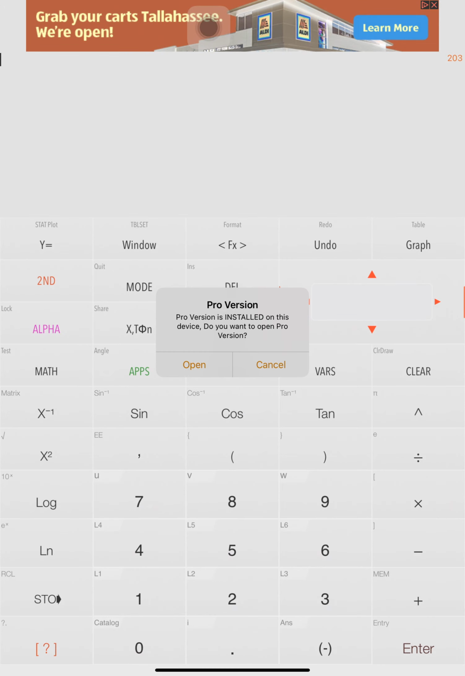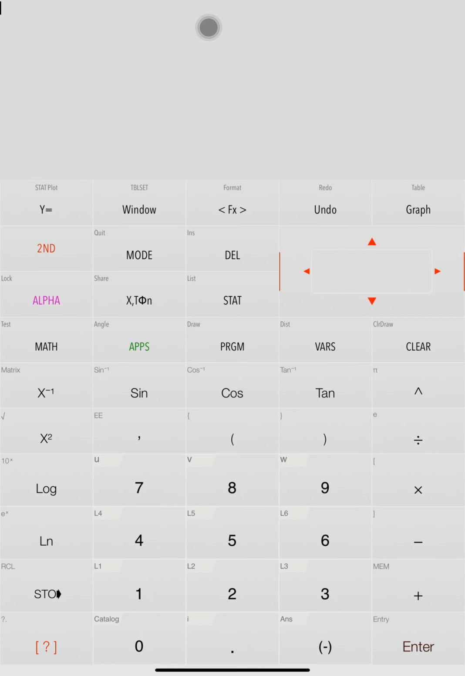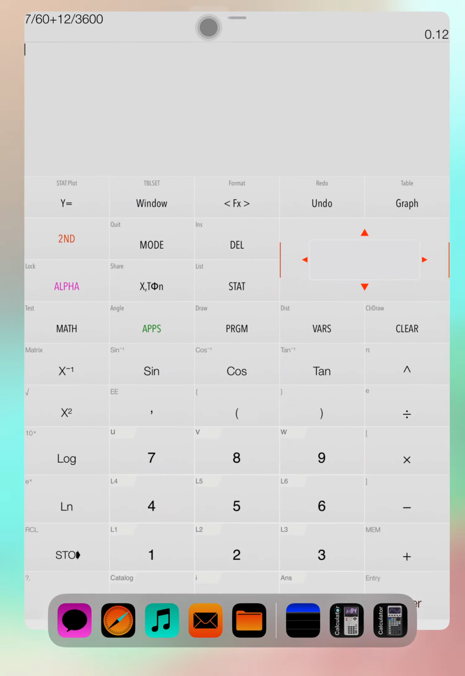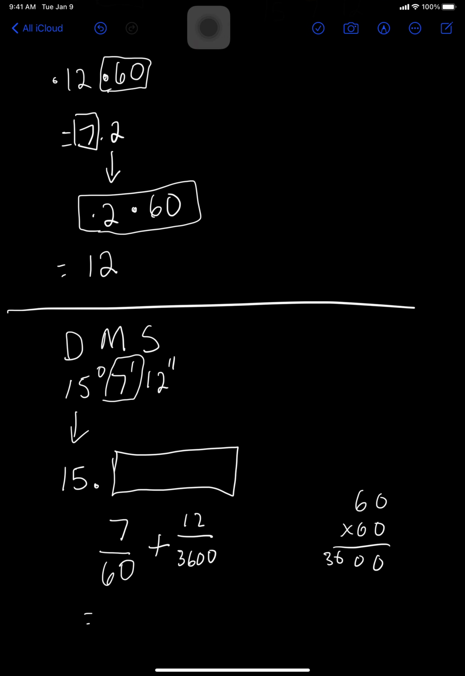All right, and so it was 7 divided by 60 plus 12 divided by 3600. And you get an answer of 0.12. And that is exactly the decimal part of our problem.